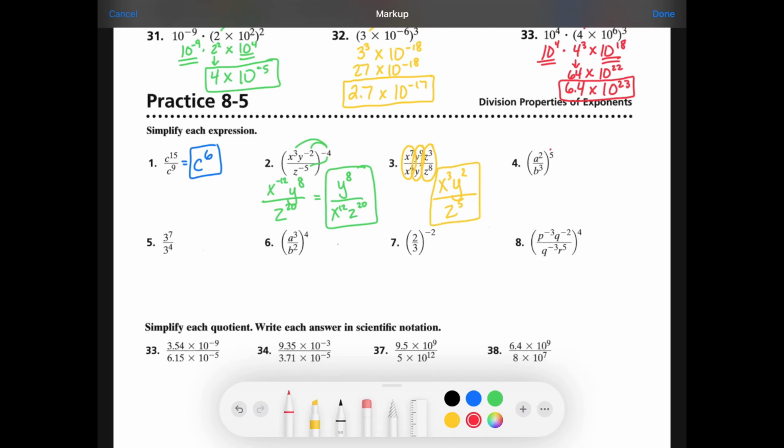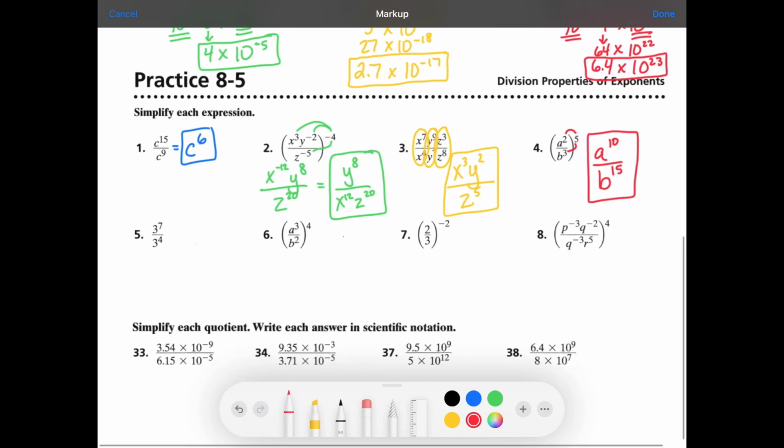All right, we got to give this fifth power to both of them. So a to the 10th, b to the 15th. Can't do anything else with that. Subtract these exponents. 7 minus 4 is 3. And then 3 to the 3rd is just 27. Give the fourth power to both of these. We'll have a to the 12th and b to the 8th.